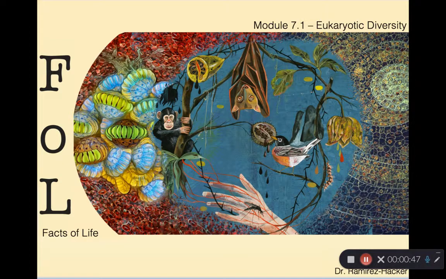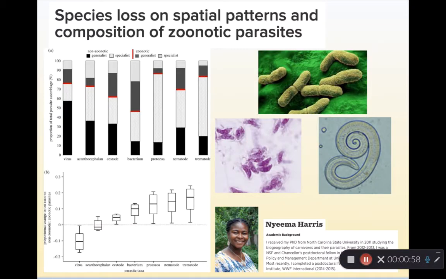So previously we were discussing prokaryotic diversity, and we had made the jump into eukaryotic diversity by starting to talk about plants. Well, today I wanted to start off with a study that is interesting in that it encapsulates a lot of the different organisms that we've been talking about. This is a study by Dr. Naima Harris looking at species loss on spatial patterns and the composition of zoonotic parasites.